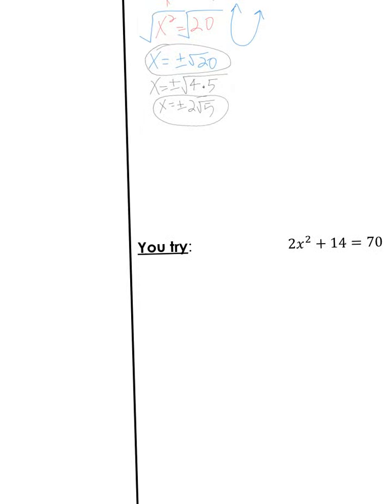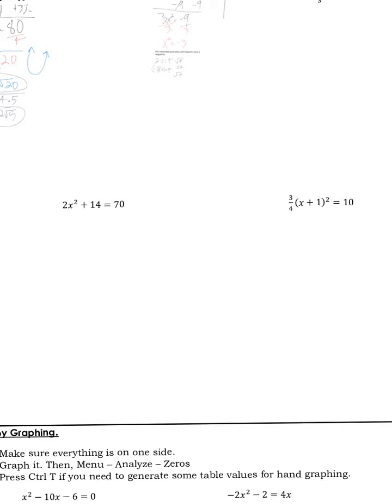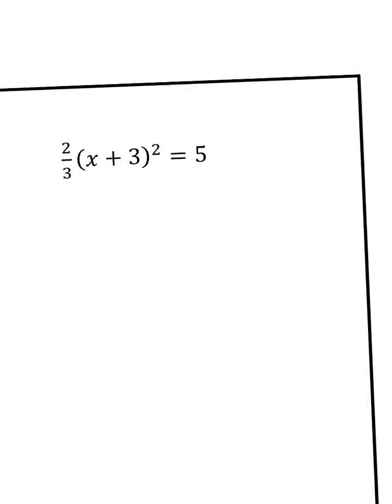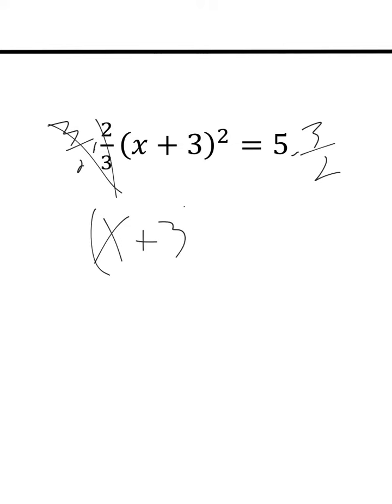Let's do the next two. Oh, wait. How about you try the next two? Oh, never mind. Don't do that yet. I forgot I skipped this one. Okay, so there's a fraction on the outside. Let's flip it and multiply. So that'll cancel the fraction. So 5 times 3 over 2, that's 15 over 2, or 7.5. So x plus 3 squared equals 7.5.